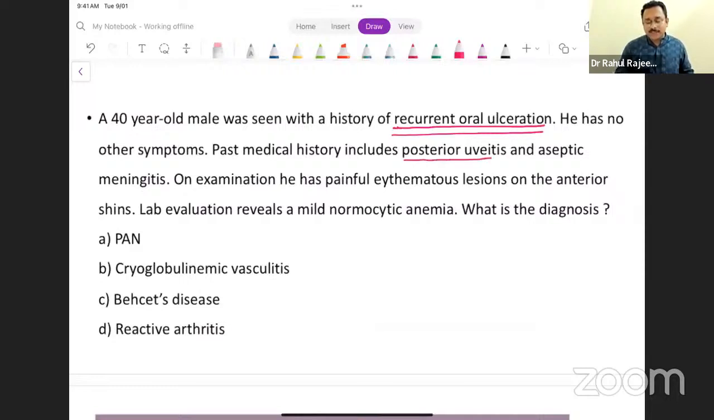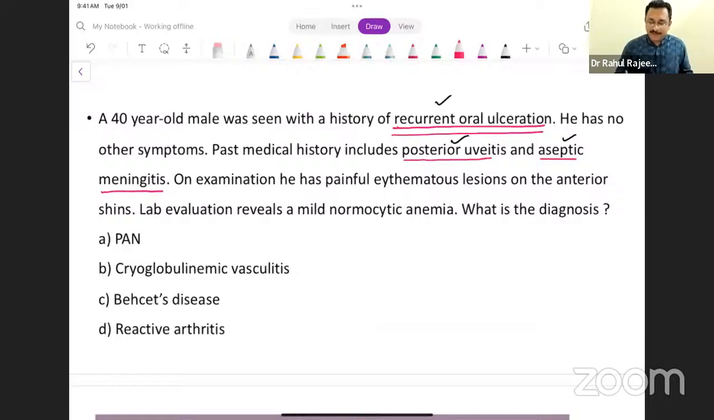Now, my dear students, when you get such questions in your exam which involve more than one body system, you see here, the patient has an oral ulcer, ocular involvement, and neurological involvement. So keep in mind those multi-system diseases, like, for example, vasculitis and connective tissue diseases. These are all multi-system diseases. So that is what you should be looking for in the options.